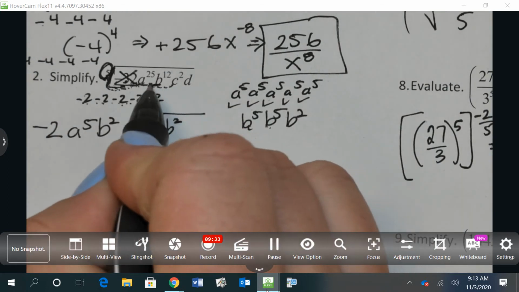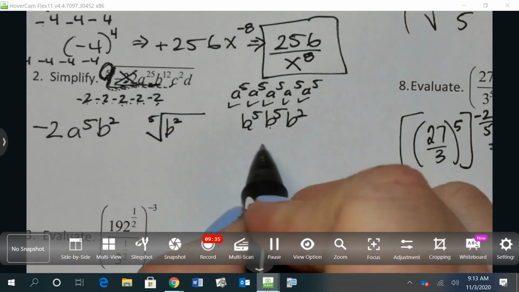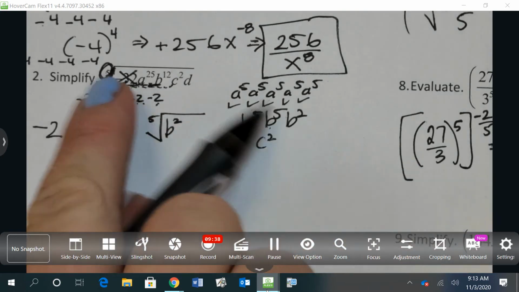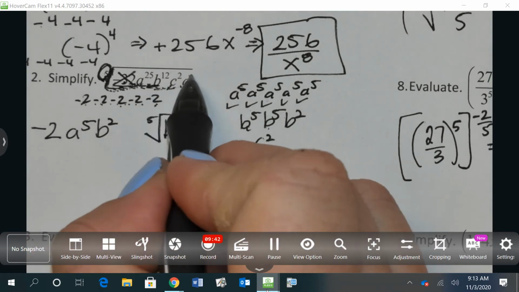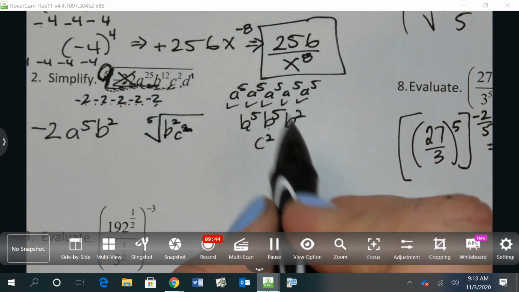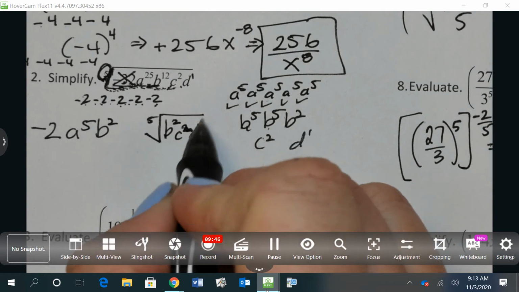Now C comes to the door, and C says, can I get out? And the doorman says, no, you don't even have a full group of 5. You have to stay in. And D, the first, comes to the door and says, can I get out? And he says, no, you don't even have a full group of 5. You need to stay in.